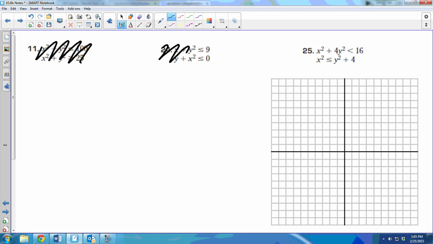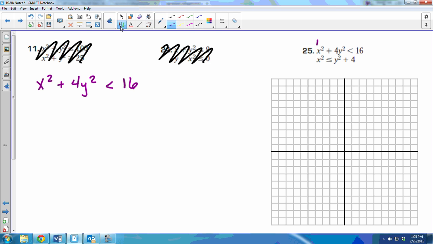The last one is not two of the same one. All right. The first equation: x squared plus 4y squared less than 16. What is this? It's an ellipse. It's not a circle because of the 4. You can't have a coefficient. So, this is going to be an ellipse.